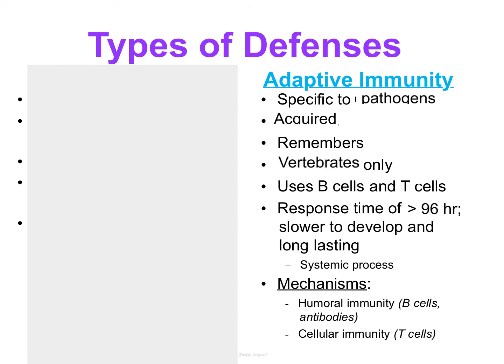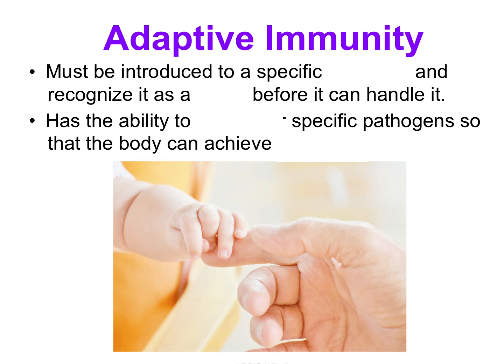So some mechanisms for this type are humoral immunity, which is our B cells and our antibodies, which we'll talk about. And then the other is cellular immunity, which comes from our T cells. As we are talking about our adaptive immunity, it's something that must be introduced to a specific pathogen, and our body must recognize it as a threat before it can handle it. So your body has to understand what's going on and that this bacteria or whatever is a threatening foreign object before it'll actually put into place the adaptive immunity system.